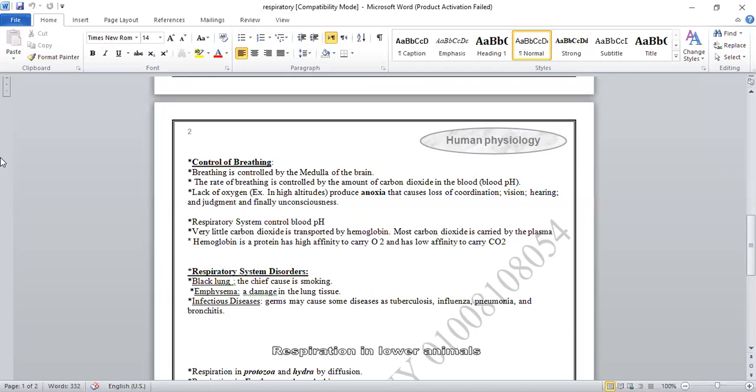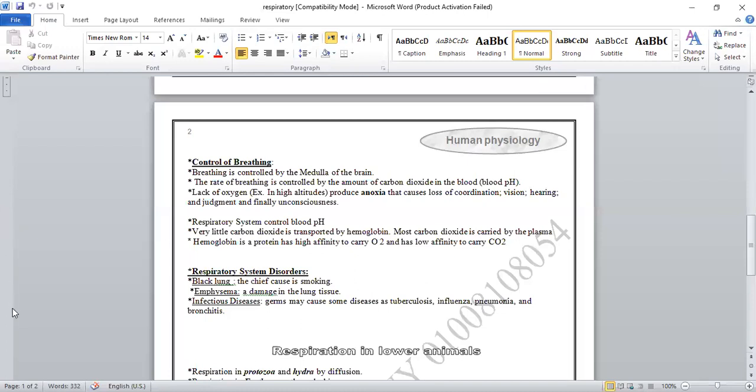وبعدين بتتبعت message على طول للبرين في ال breathing center. To tell the brain that the acidity of blood increased, على طول البرين بيبعت message للrespiratory system to increase the breathing rate to get rid of the carbon dioxide accumulated in blood. يبقى الrespiratory system makes more inspirations, inhalations and exhalations to expel the accumulated carbon dioxide in blood. طيب يبقى مين اللي control breathing المظلة of the brain.